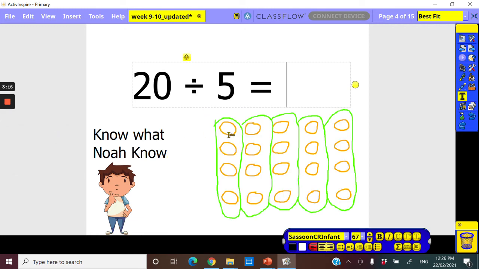20 circles divided into 5 groups. 1, 2, 3, 4, 5 groups. There will be 1, 2, 3, 4 in each group. I know that 5 times 4 equals 20. So 20 divided into 5 equal groups equals 4. Give yourself a tick or press pause while you fix up your answer.